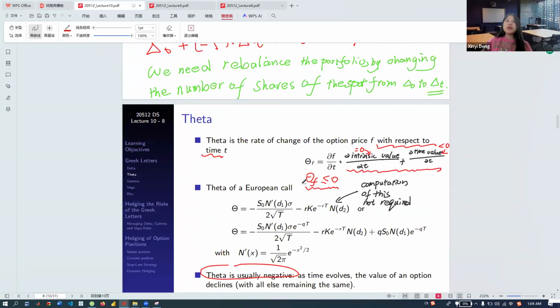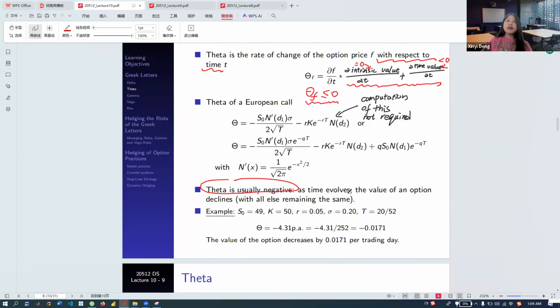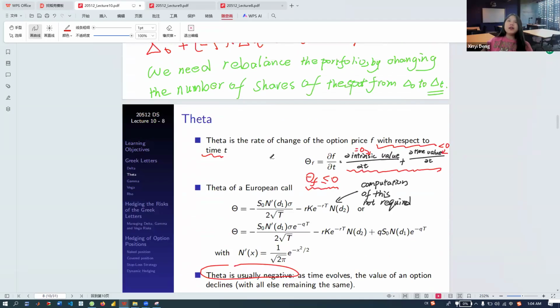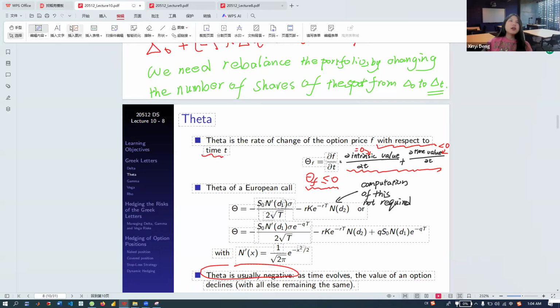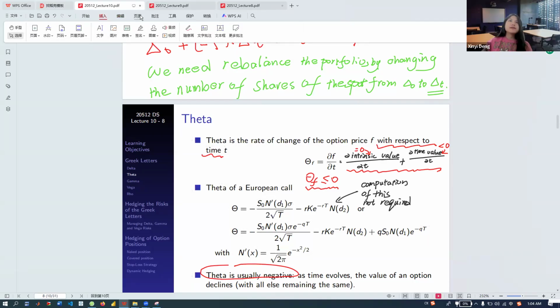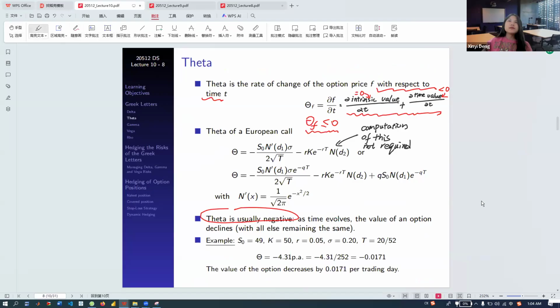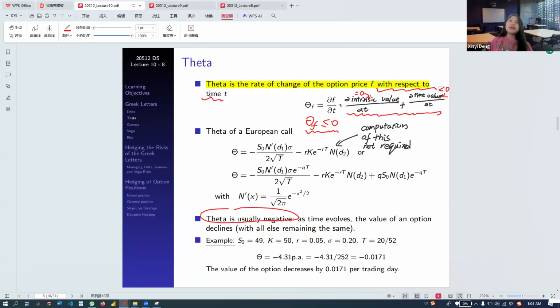It's actually more important to understand the implication of theta. So the implication is more important for all the Greeks. And the implication for theta is that theta is the rate of change of the option price with respect to time t.